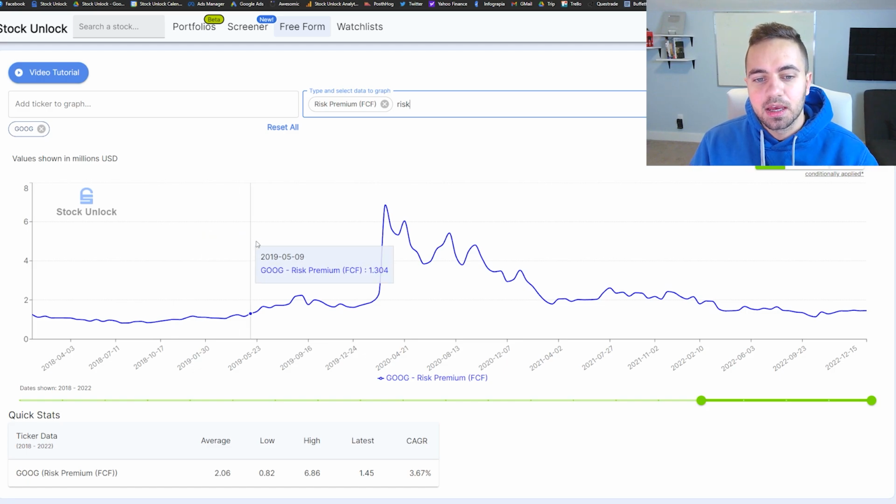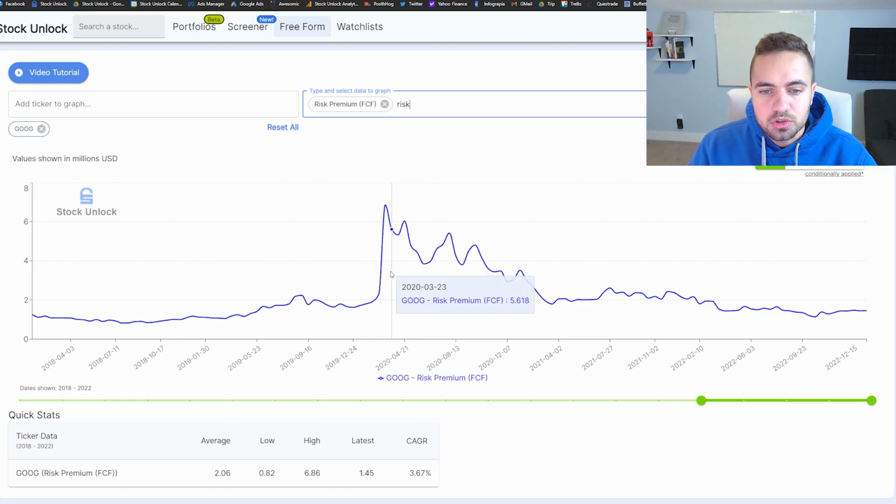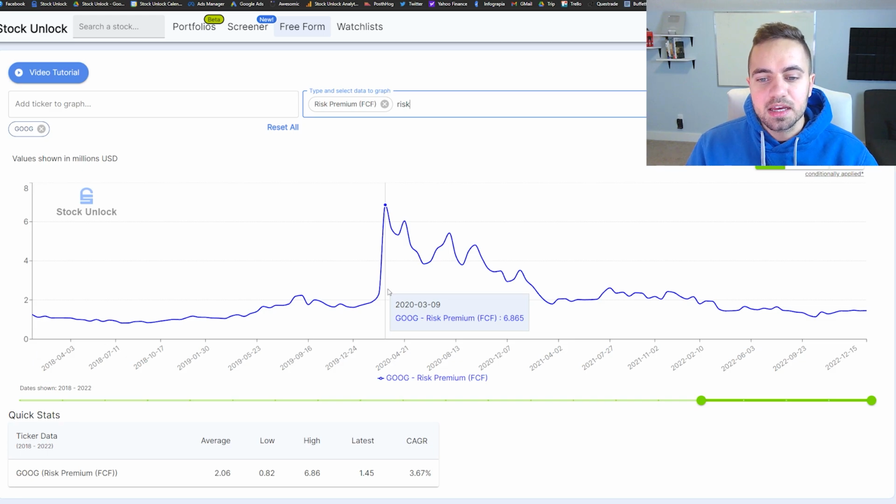So since Google's risk premium was below 1 back in 2018, it means that the stock was selling for no margin of safety. Now, what's also interesting is right here during the stock market crash, we can see that Google's risk premium absolutely skyrocketed because the market cap, or the price of the business, fell dramatically. And as the price of the business fell, the free cash flow yield went up, which means that the margin of safety, or the risk premium, went up as well.